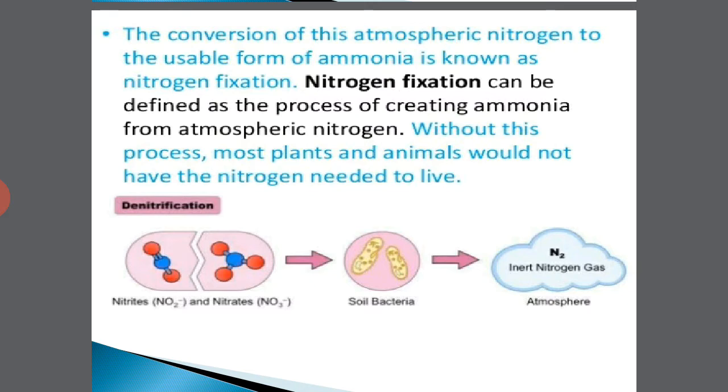Let's move forward. You can see there the denitrification, which means breaking down nitrates, N2, NO2 minus and NO3 minus. Soil bacteria, and then in the atmosphere, you can see inert nitrogen gas. Inert means that it will not react with other gases. Those gases which will not react with other gases are called inert gases. Okay, let's move forward.